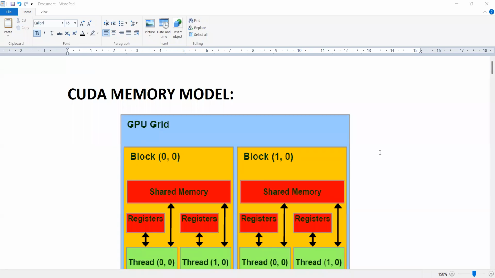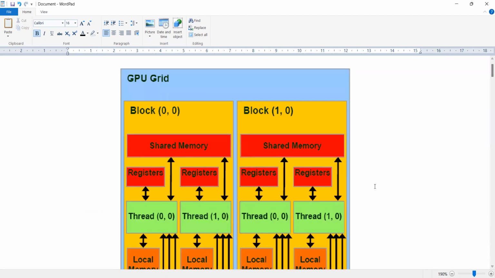Good morning, students. Today's topic is the CUDA memory model in high performance computing. This is the architecture of the CUDA memory model. The first block is the GPU grid, that is, the GPU device.